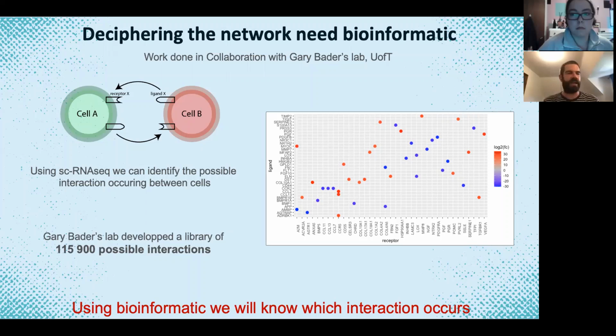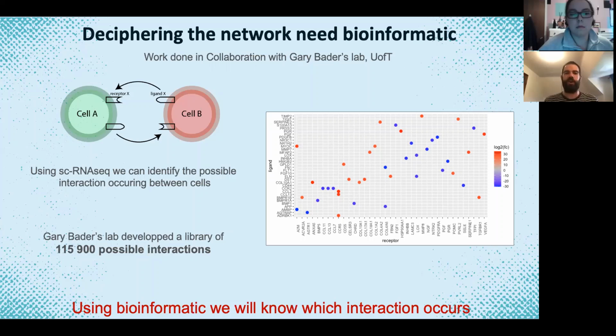And you know, because we're working with computational biology, it's the lab of Gary Bader, and they created a kind of giant atlas of interactions that can happen. So they have a database saying, oh, this protein can interact with this protein. And they have that for 115,000 interactions. So you can screen a really big number of interactions. And using this data and this library of interactions, you can calculate a score, and that tells you basically how likely the interaction is to occur.